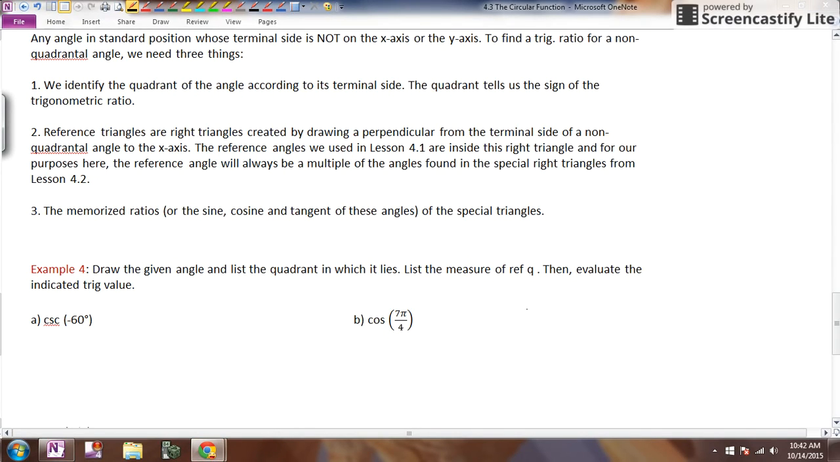All right, great work. Now we move to the part where we could do any angle, no matter where it is, if we use reference angles. Remember reference angles? Here's where they become important.